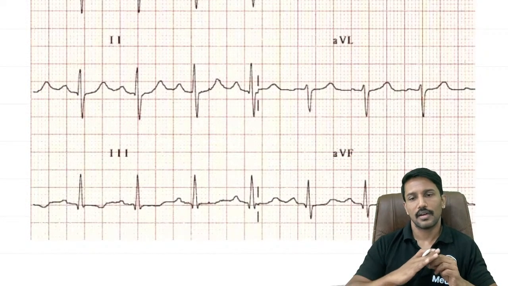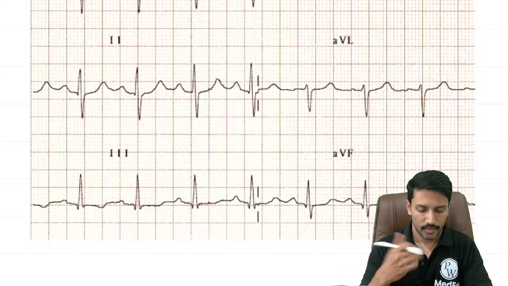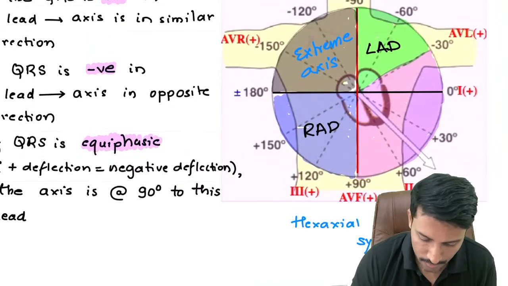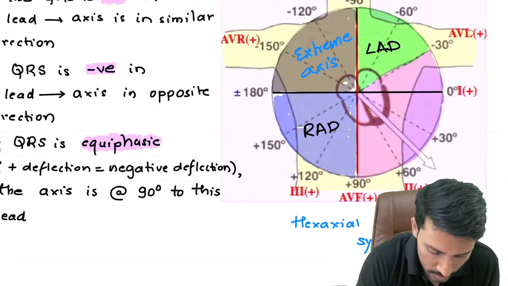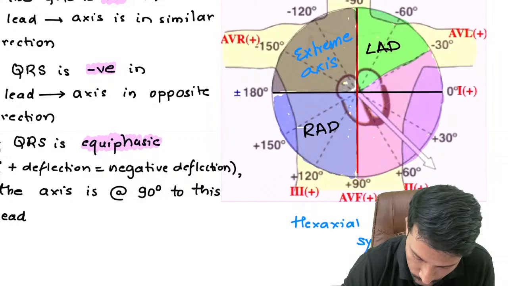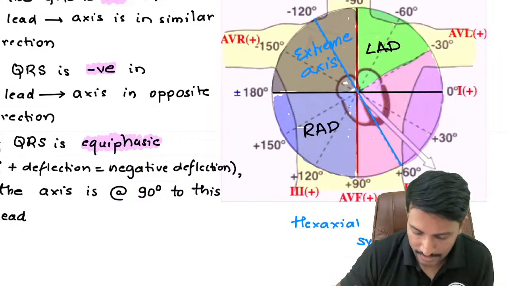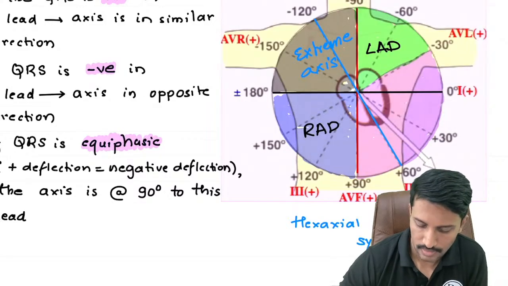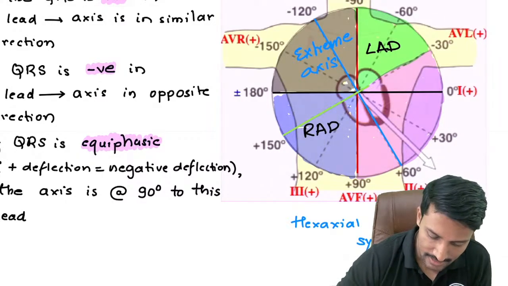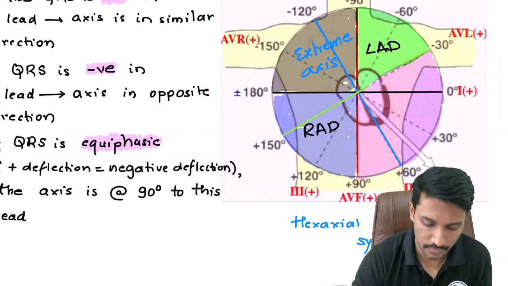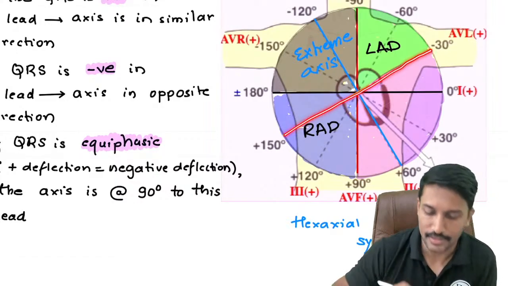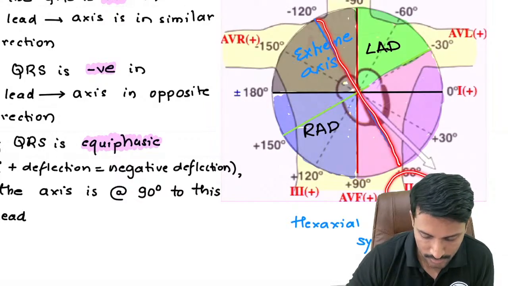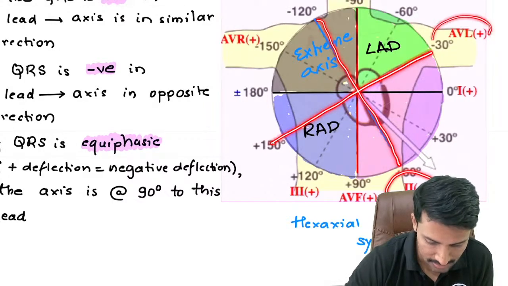Now what is the 90-degree lead for lead 2? We will go to the hexaxial reference system. Let me draw lead 2 in blue color. This is lead 2. So what is exactly at 90 degrees to lead 2? It is the AVL which cuts it at 90 degrees to lead 2. So if the isoelectric QRS is in lead 2, then the axis is exactly 90 degrees to it, meaning at AVL.